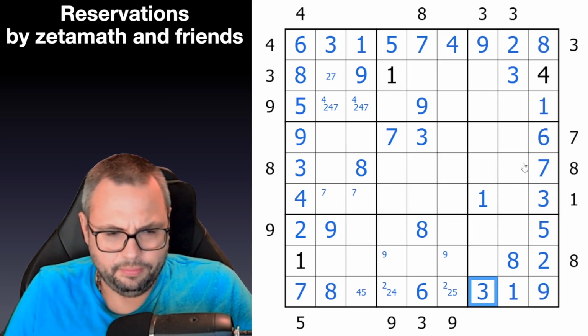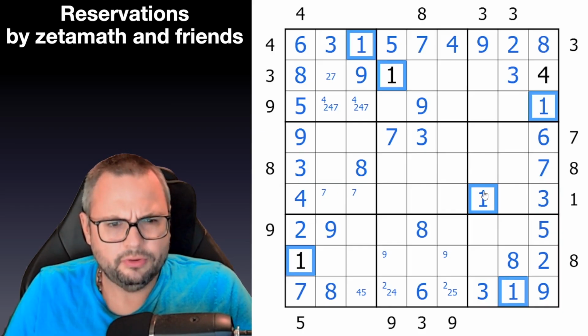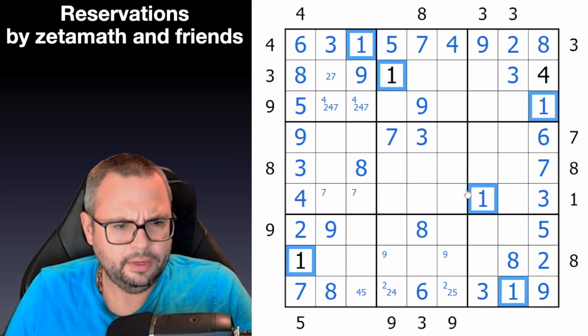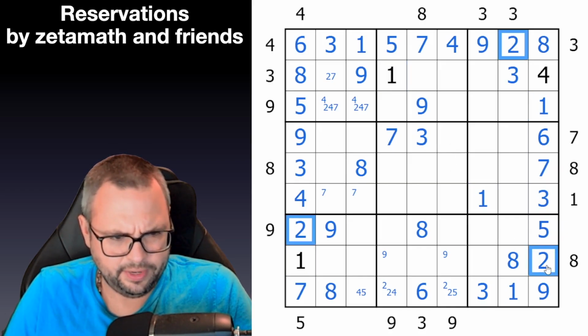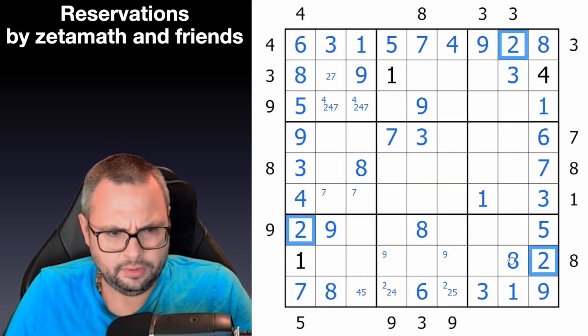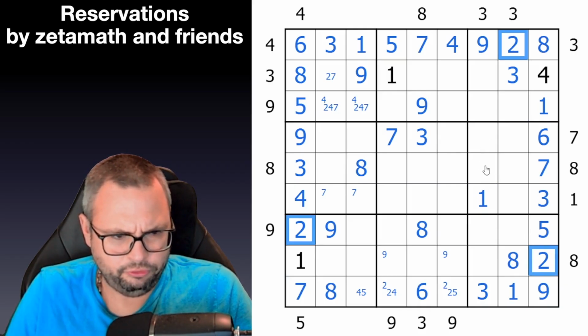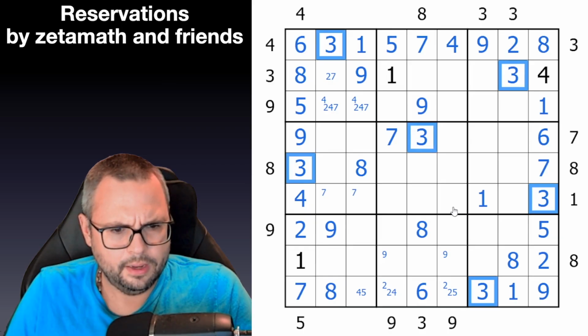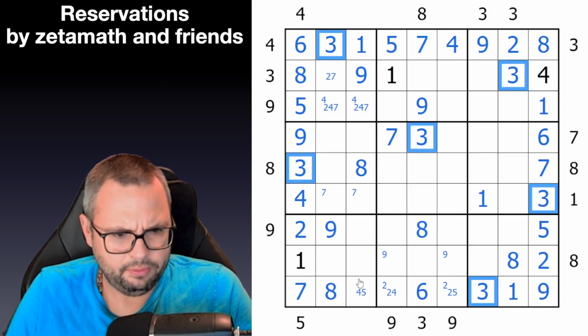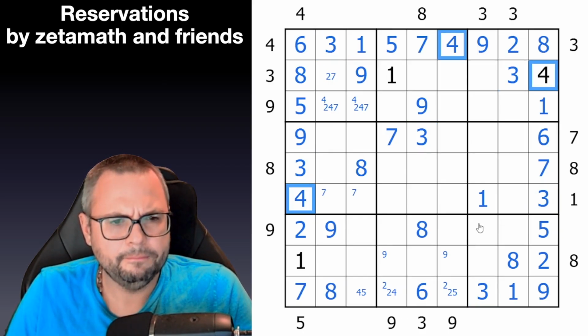Let's see. What other digits can I do a Sudoku on? I know one of those two is 1. That's not so exciting. One of those two is 2. One of these two is 3. One of those two is 3.